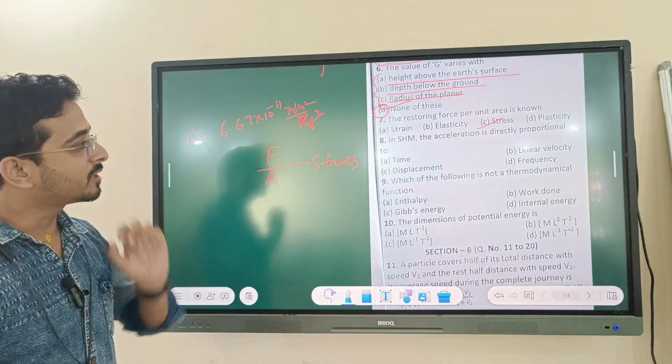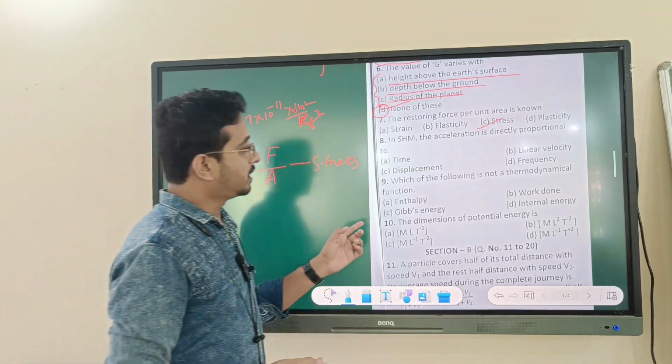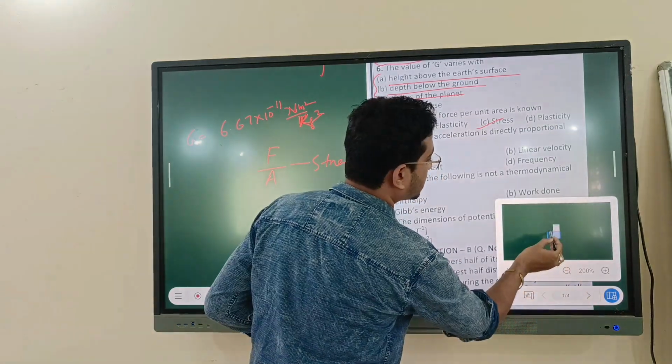And in simple harmonic motion, the acceleration is directly proportional to what? In my previous question, some questions like I can say in this question.